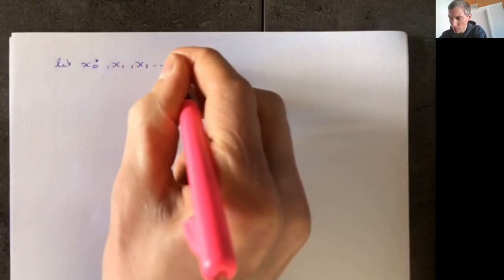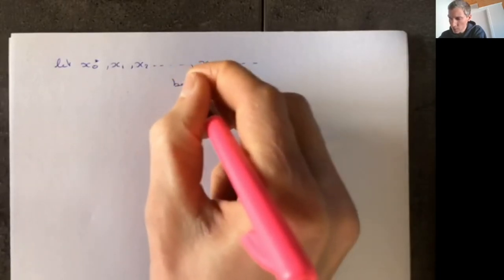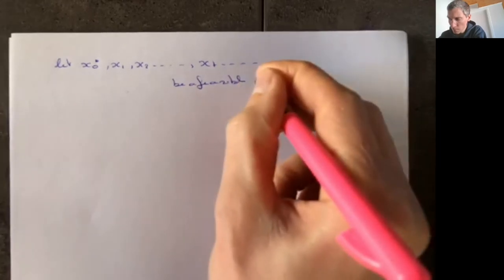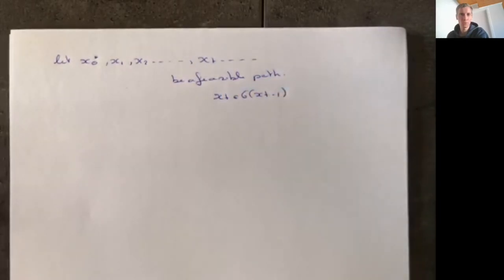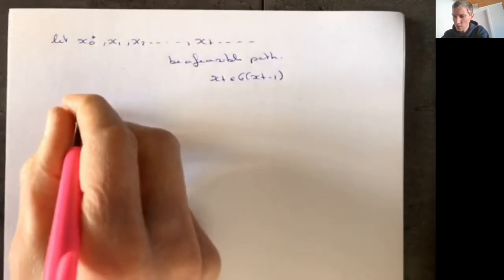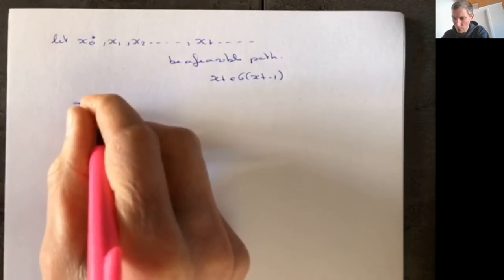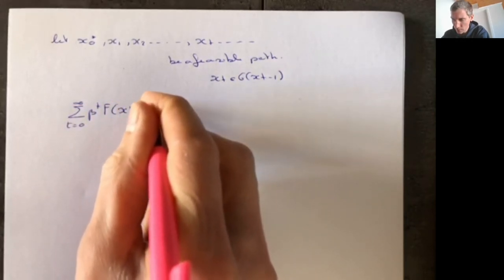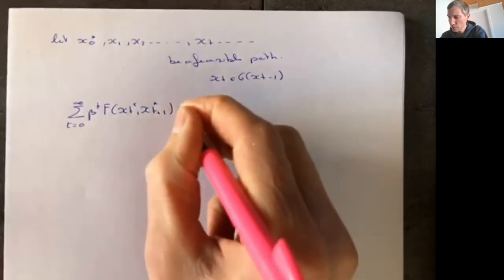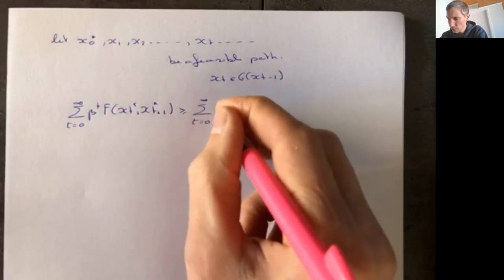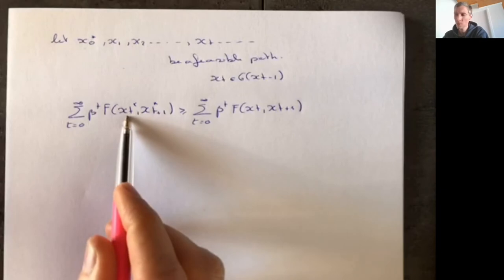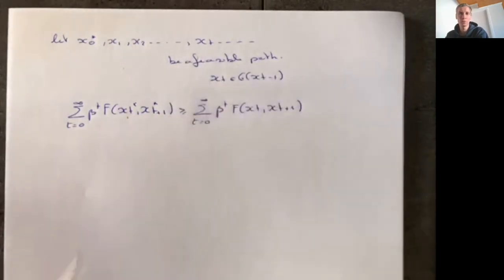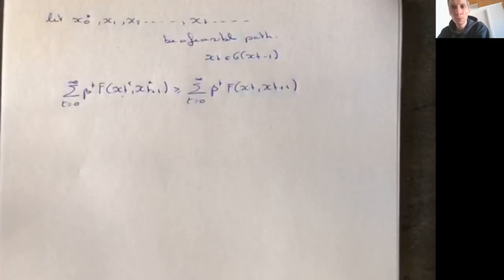Okay, so let x0, x1, x2, xt, and so on be a feasible path. Right? So this means that xt is in g of xt minus 1 for all t. Okay? And basically, what we want to show is that the infinite sum of beta to the power t of f xt star xt plus 1 is greater or equal to the infinite sum of beta to the power t of f xt xt plus 1. Okay, because you want to show that this is optimal and this is a feasible path, so this is another value of the problem. And this is basically how the proof is going to work. This is what we're going to show.